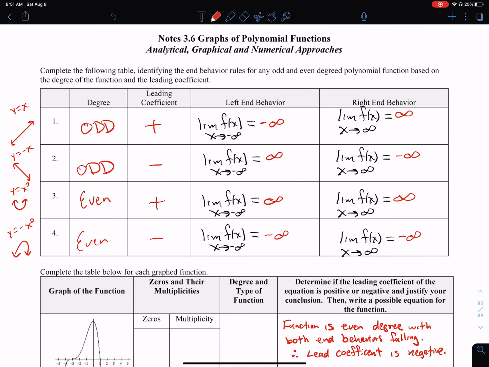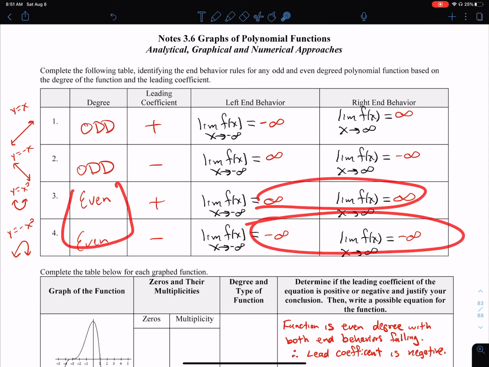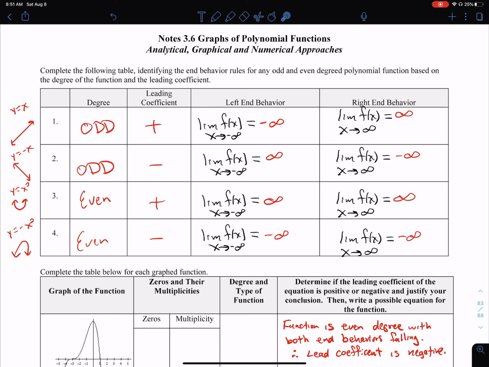To sum up, if it's odd degree, the end behaviors are opposite of each other. If it's even degree, the end behaviors are the same as each other. If it's even degree and the leading coefficient's positive, it opens up, or I should say the end behavior is infinity. If it's even degree and the leading coefficient's negative, end behaviors are going down. If it's odd with a positive leading coefficient, it falls to the left and rises to the right. If its degree is odd and a negative leading coefficient, it rises to the left and falls to the right.